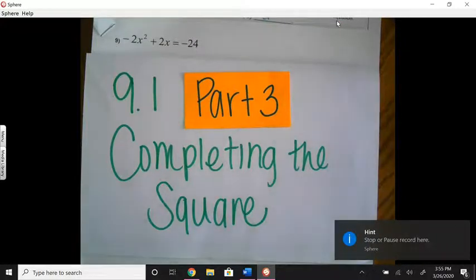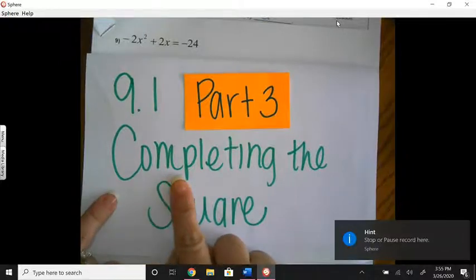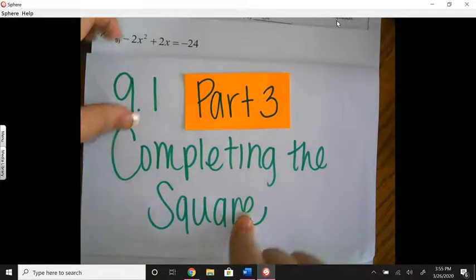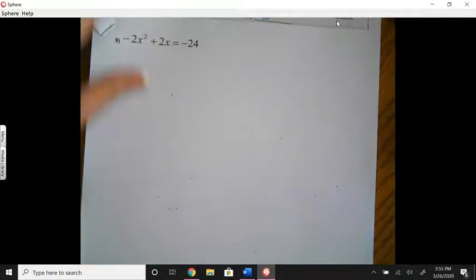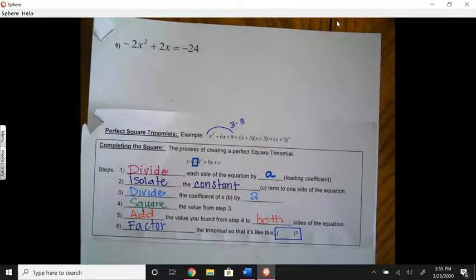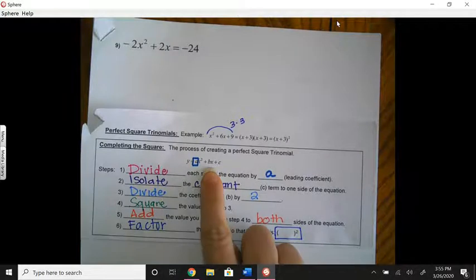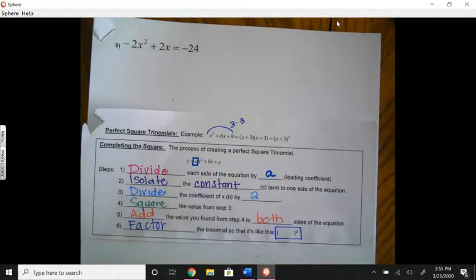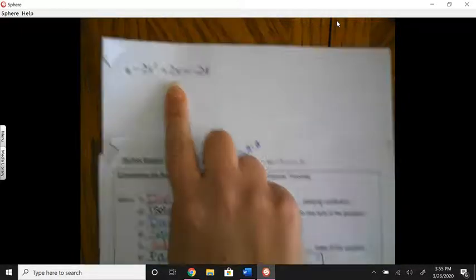This video is going to continue with completing the square. So in our notes we have our steps for completing the square. Just to remind you again, the only reason we would use these steps is if the problem can't be factored or you just like doing it this way. Every problem in this form can be done using completing the square, but most people only use this method when the original problem cannot be factored.